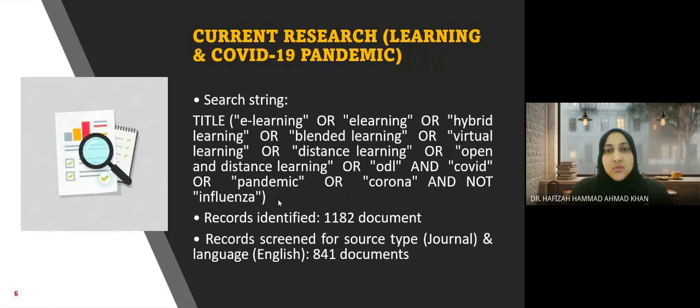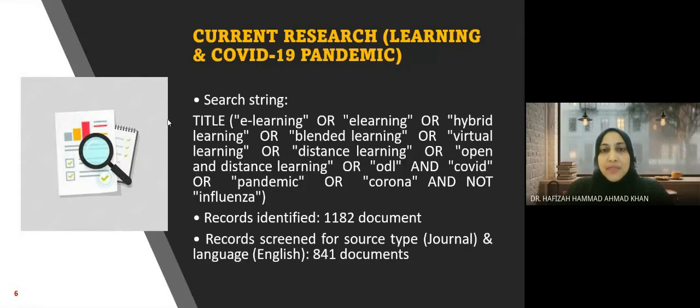So for this one, I have chosen the Scopus database, and I included some of the terms here. I included e-learning, hybrid learning, blended learning, virtual learning, distance learning, and others. The reason we have all these terms is because we want to capture the online learning terms. So we can adjust that. For the COVID-19 pandemic, we have some other terms that refer to this pandemic, such as corona. And here I include NOT influenza, because when I searched, I noticed that there were also some papers related to influenza. So I exclude influenza from my analysis.